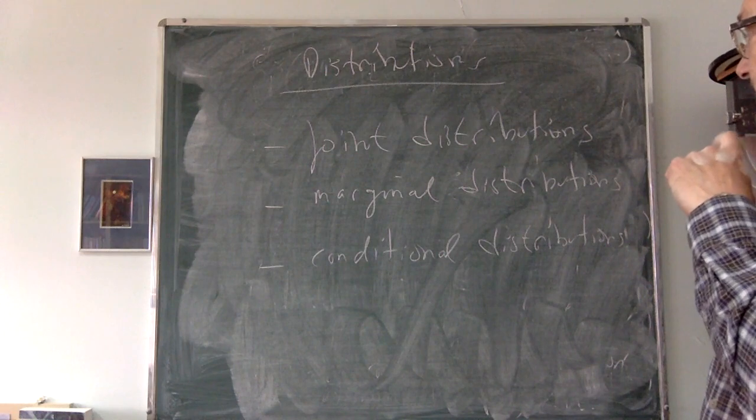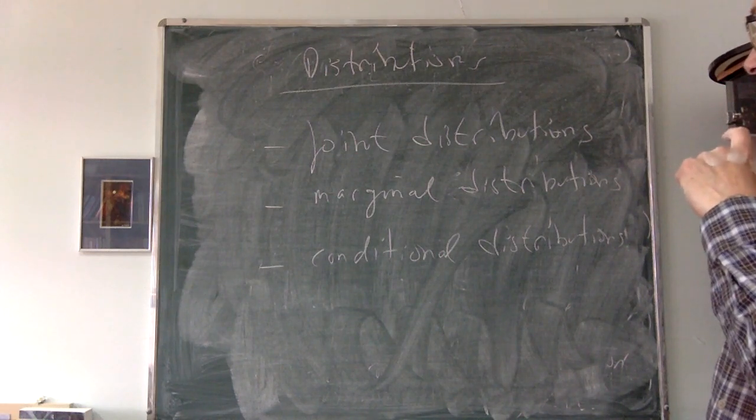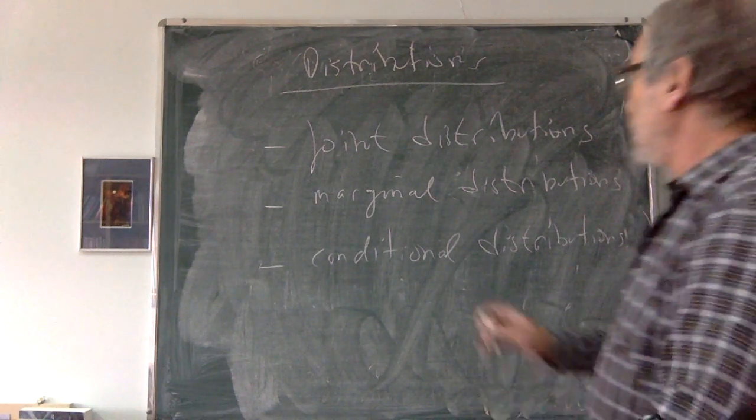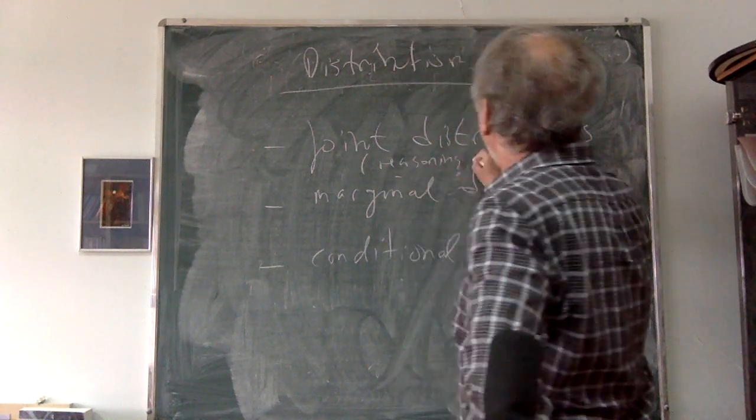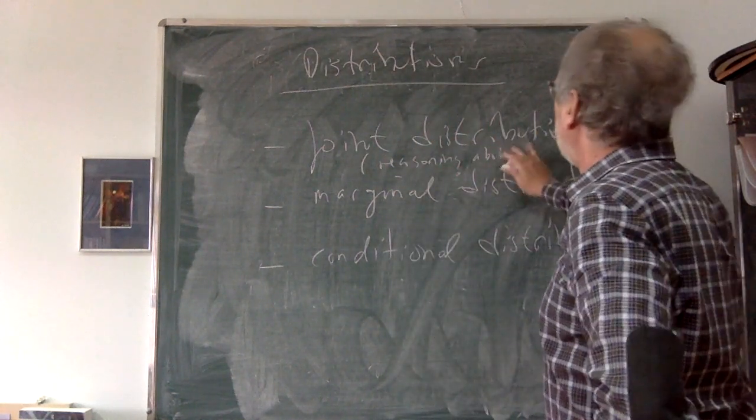Essentially, a joint distribution gives you reasoning about multiple events.